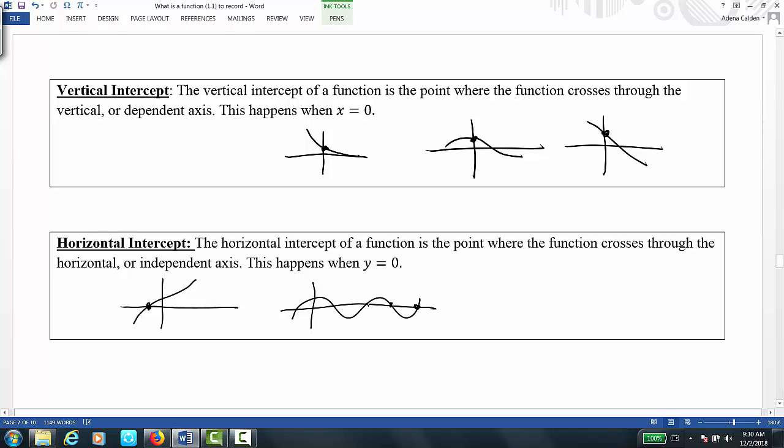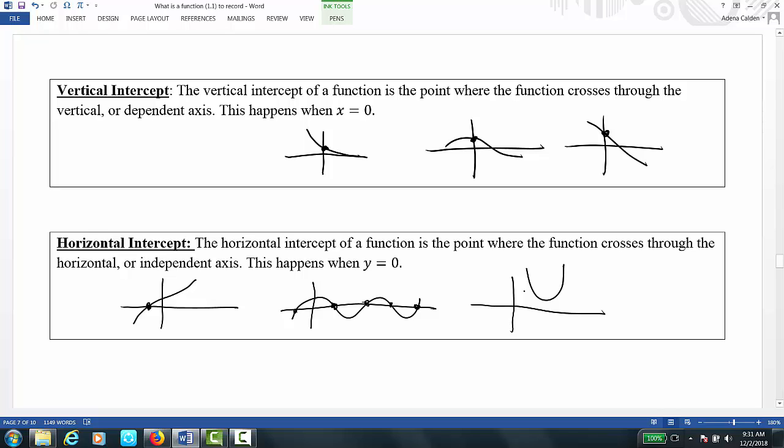Now, as you can imagine, we could have many horizontal intercepts like this. You can see here, we have a whole lot. Or we could have one, like we saw in the first example, or we could have none. We could have a function like this that doesn't cross through the horizontal axis at all. So for horizontal intercepts, sometimes we have 0, sometimes we have 1, and sometimes we have multiple. It really depends on the function.